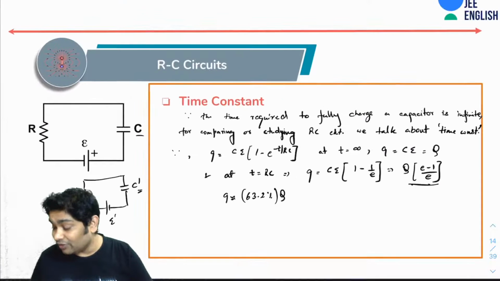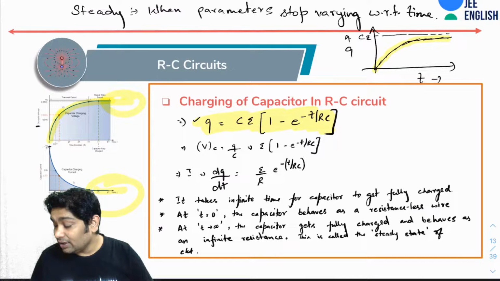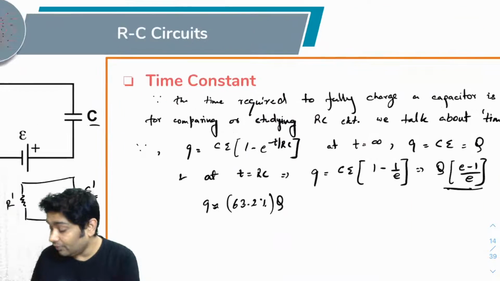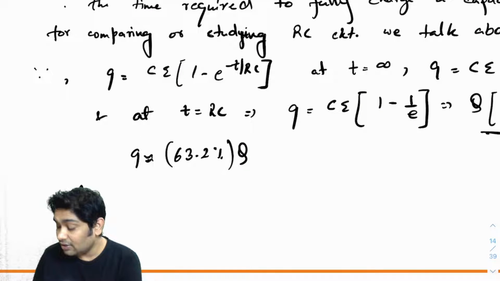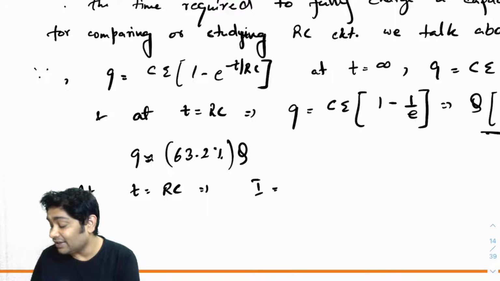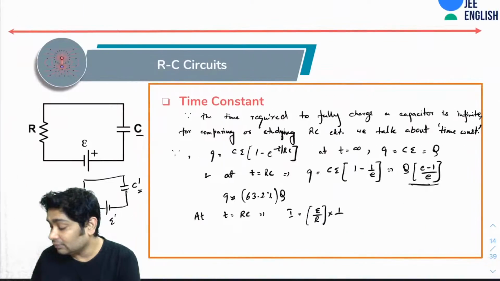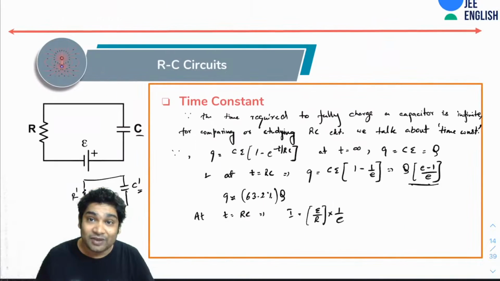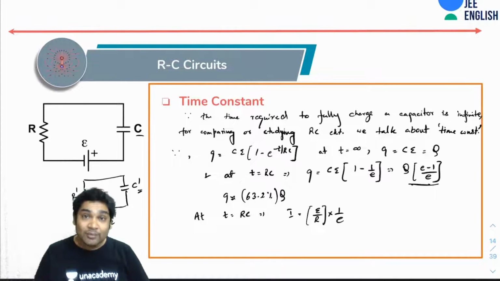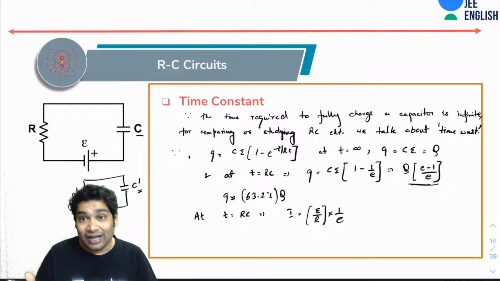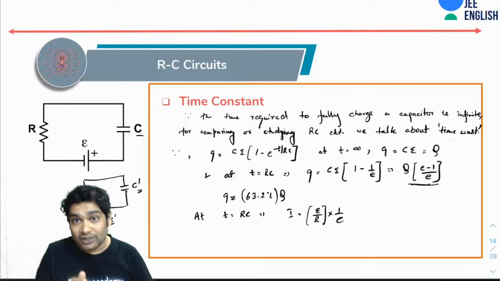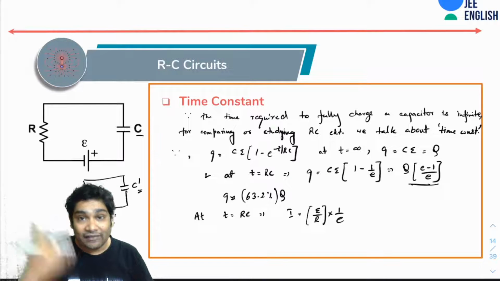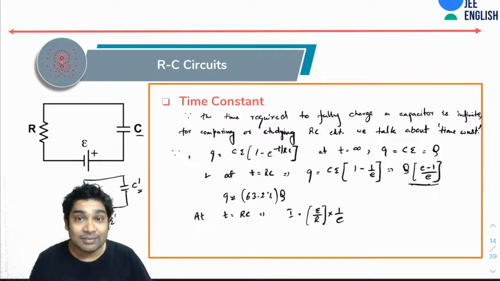If you talk about current also, let's see what is the current in the circuit at t equals RC. Current in the circuit would become epsilon over R times 1 by E. Right, so you can see from this equation, in 2 time constants, it will become epsilon over R by E square. In 3 time constants, it will become epsilon over R by E cube. So in every 1 time constant, the value of current is getting reduced by a factor of E.